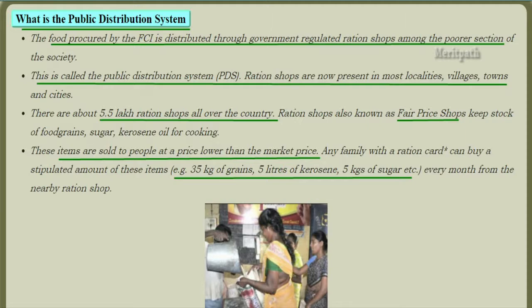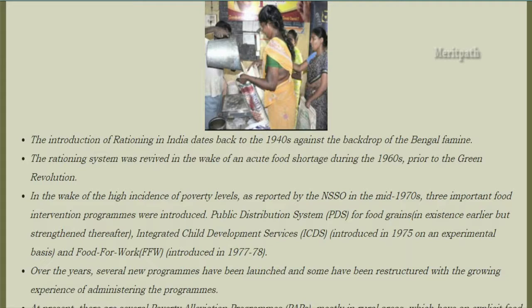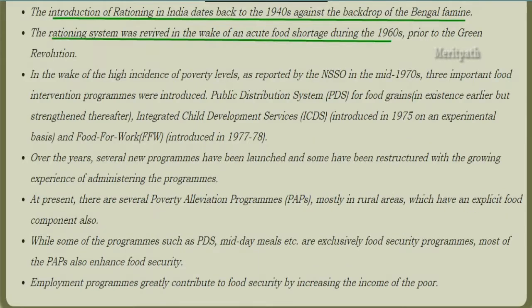Any family with a ration card can buy 35 kgs of rice, 5 liters of kerosene, 5 kgs of sugar per month from a nearby ration shop. So in this image we see women buying grains from a ration shop.